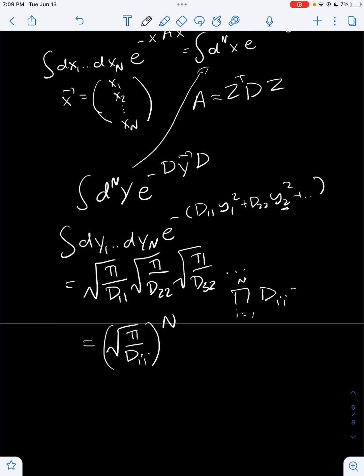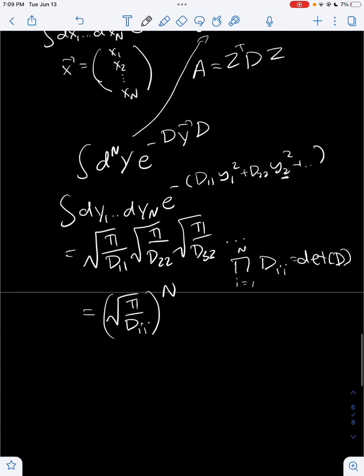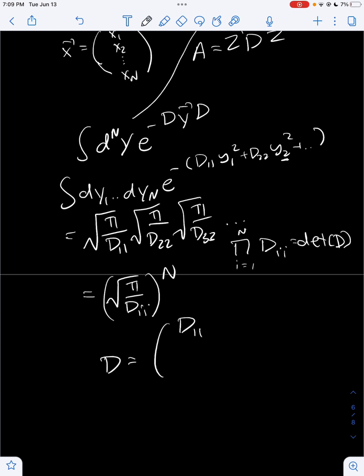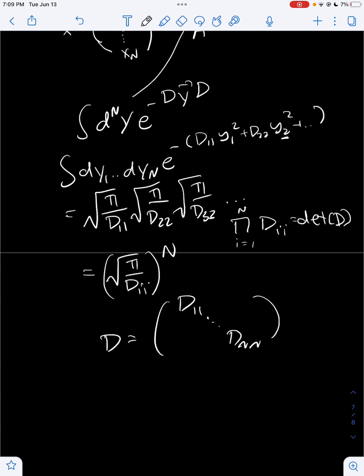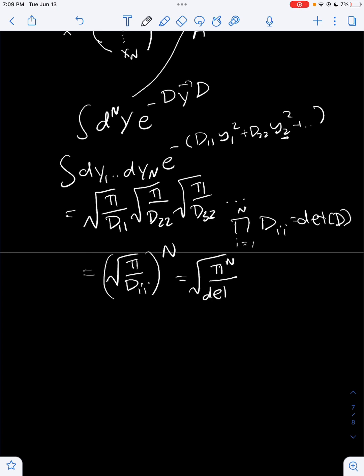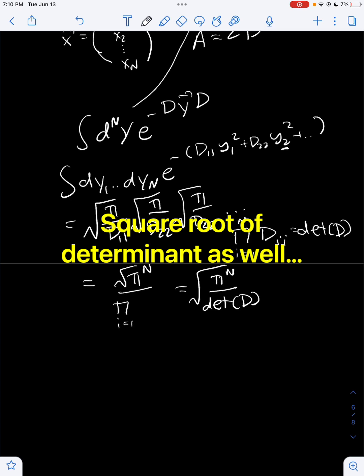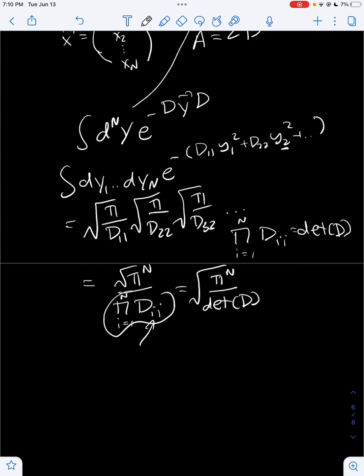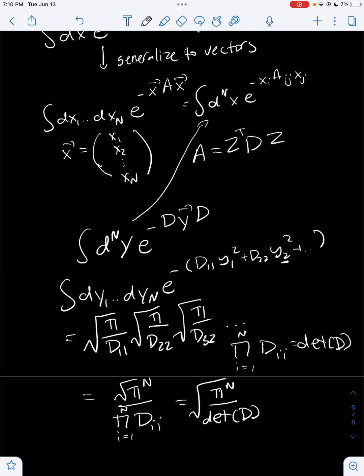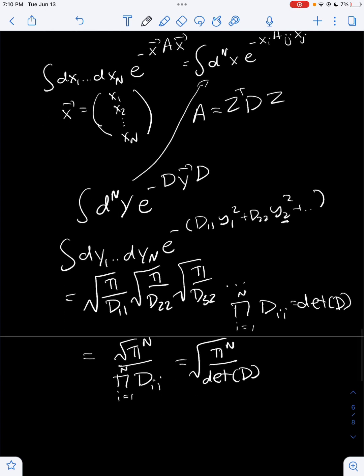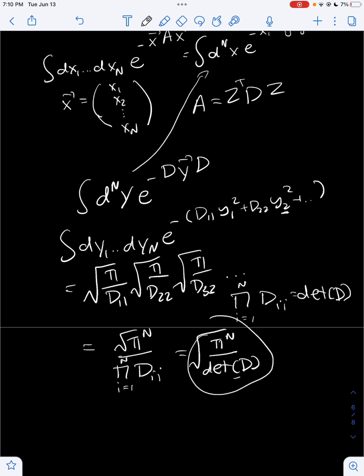And we can note that the product of d_ii with itself is just the determinant of D, right? Since D is a diagonal matrix, d_11 all the way to d_nn, the determinant of it is just going to be the multiplication of everything on the diagonal, which is what we have right over here. This means that we can just write this out as the square root of pi to the n over the determinant of D. And technically speaking, to be mathematically notationally correct, this should have been written as the square root of pi to the n over this right over here, since we have to multiply it over each index of D. If we want to integrate a multi-dimensional Gaussian integral, which is what we're doing, it's going to be equal to the square root of pi to the n over the determinant of some matrix D.